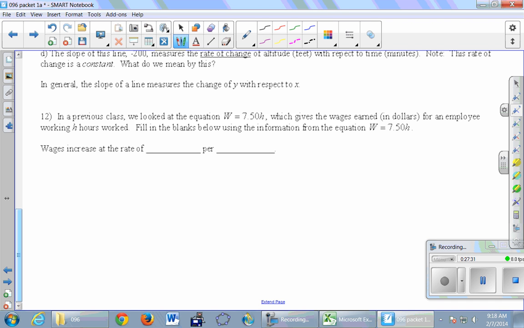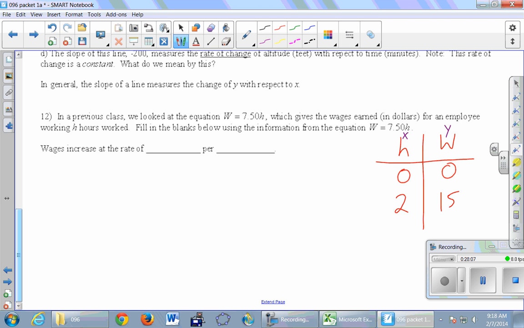So we had this equation the other day, W equals 7.50h, and we're trying to get some information here about the slope. So if I could make a really quick table here. We made a table the other day for this person. If you work 0 hours, how much money do you make? 0, right? Hours and wages. And if we work, for example, 2 hours, it was $7.50 an hour, $15. And we had a bigger table filled in. But let's just go ahead and find the slope here.